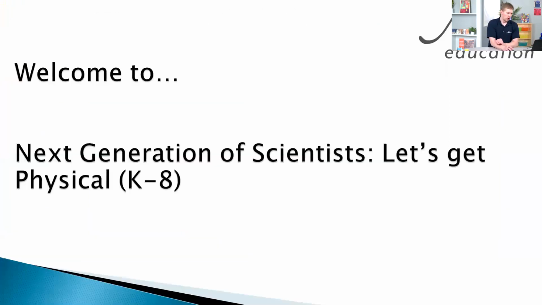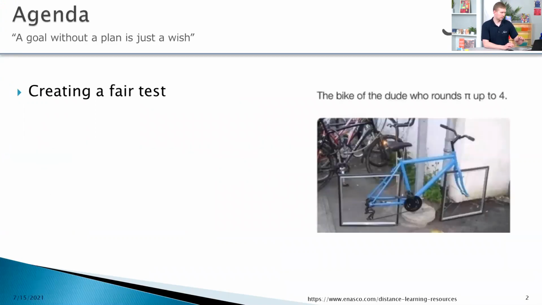So let's get physical with physical science. Just to start off with the agenda, I like to run this real quick so you have an idea of what we're going to be doing during our webinar. The first thing I'm going to go over is creating a fair test. I like to add another little component to any of my Next Generation of Science series, just because I think it's important to talk about what a fair test is, how does that relate, et cetera.